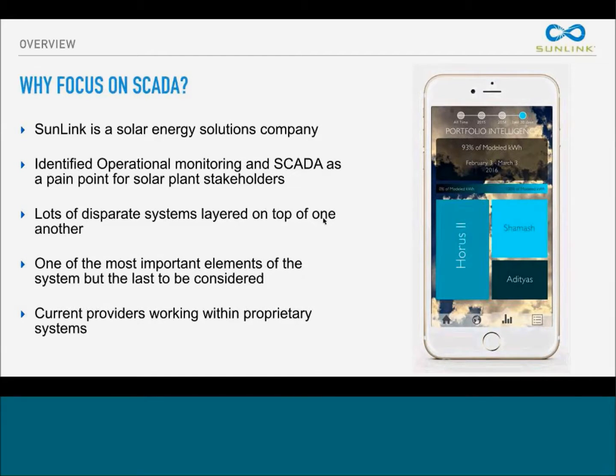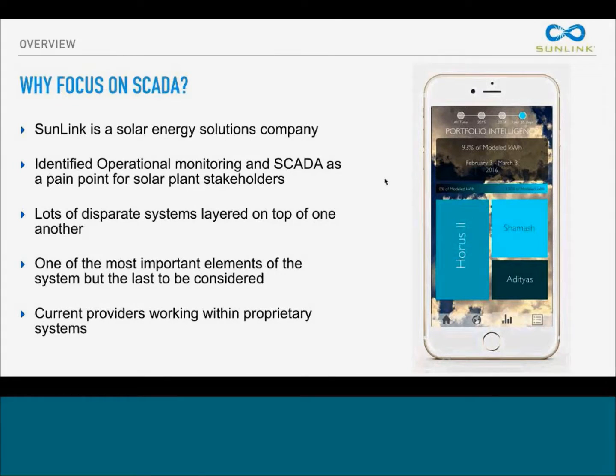Currently, SCADA and operational monitoring systems are a major touch point with the customer, but do not typically reflect the operational efficiency of the system, and the EPCs have little control over the data and how that translates into useful information. So it's one of the most integral parts of a successful system deployment, but is also one of the last items to be considered.